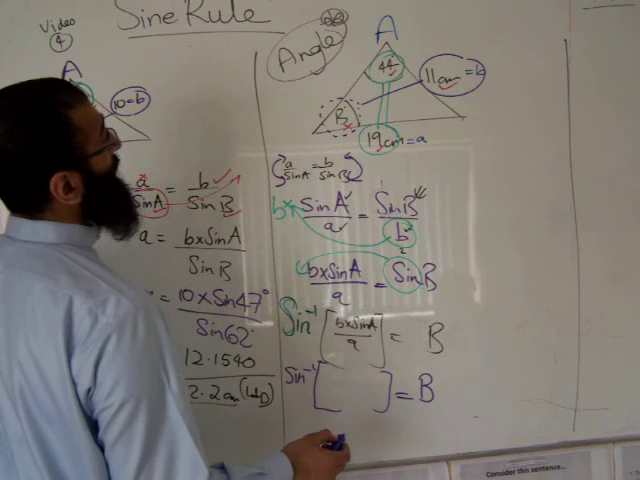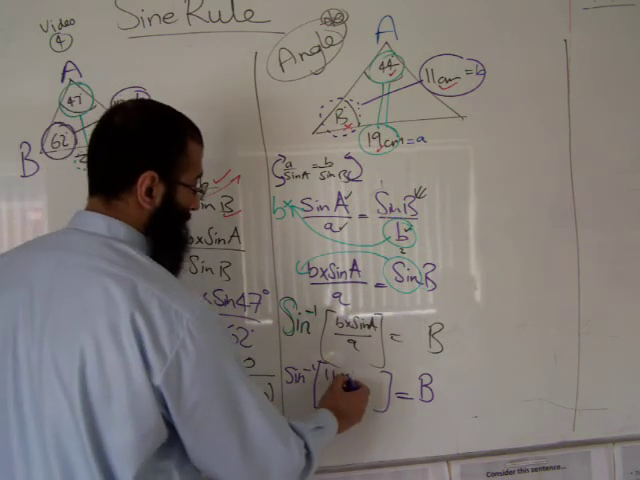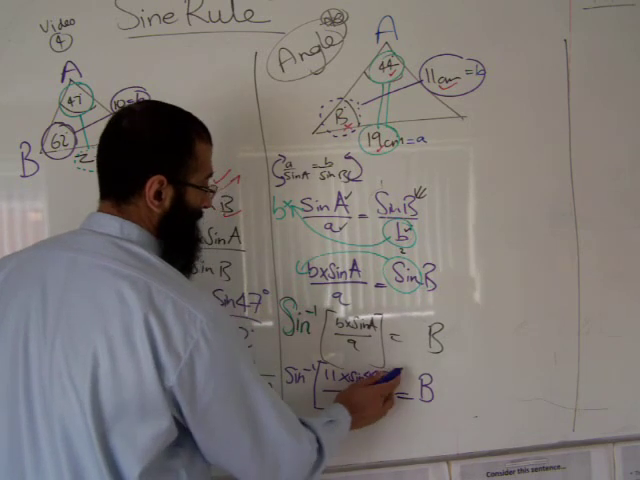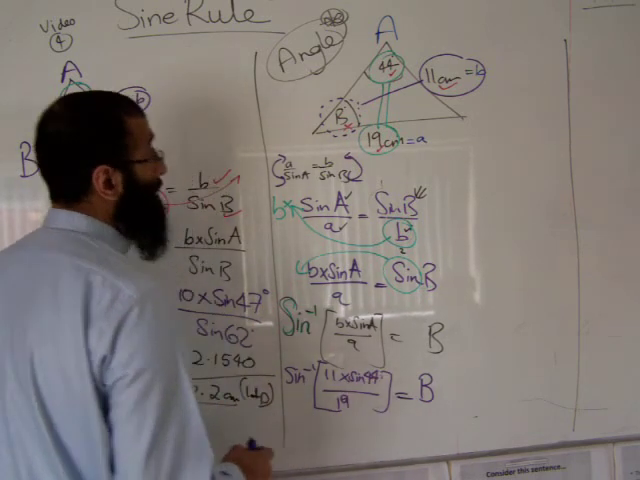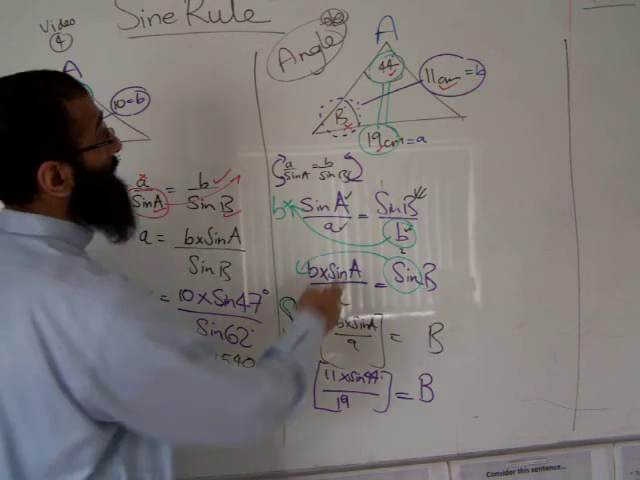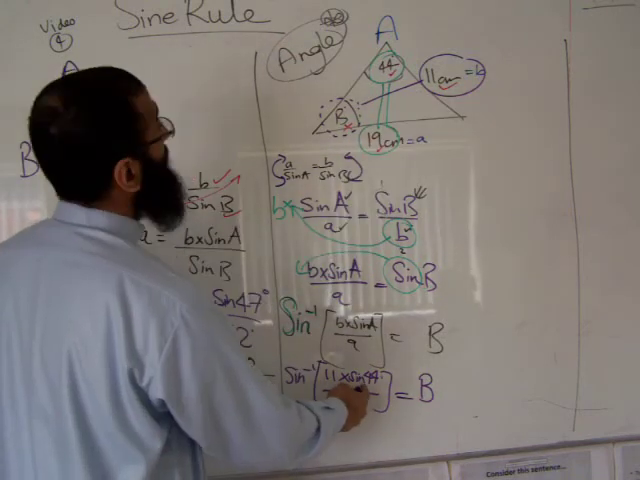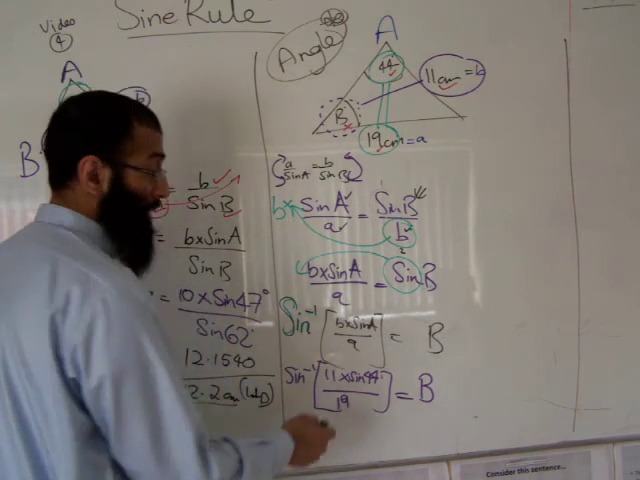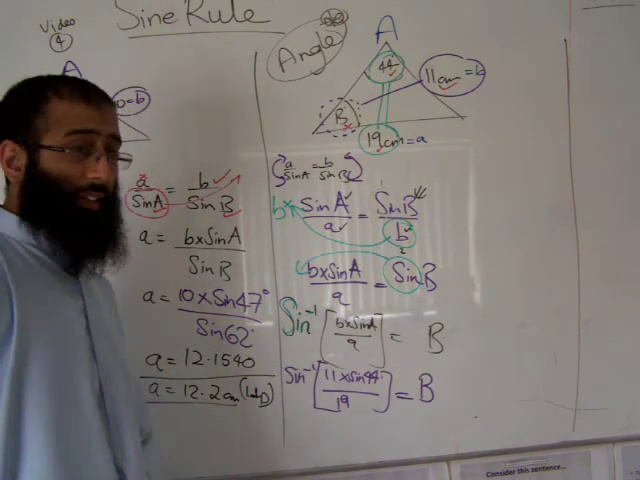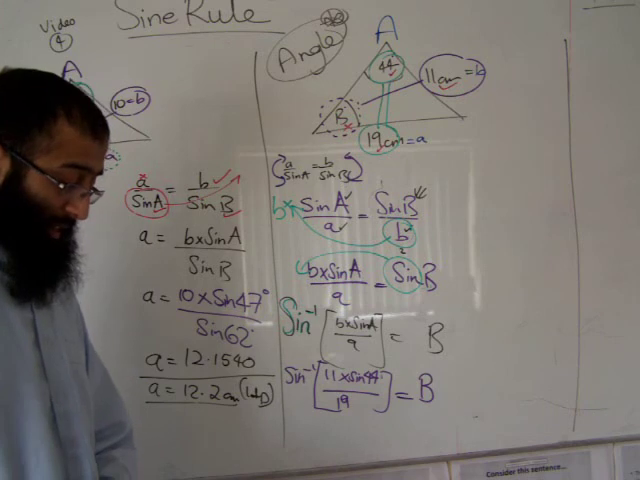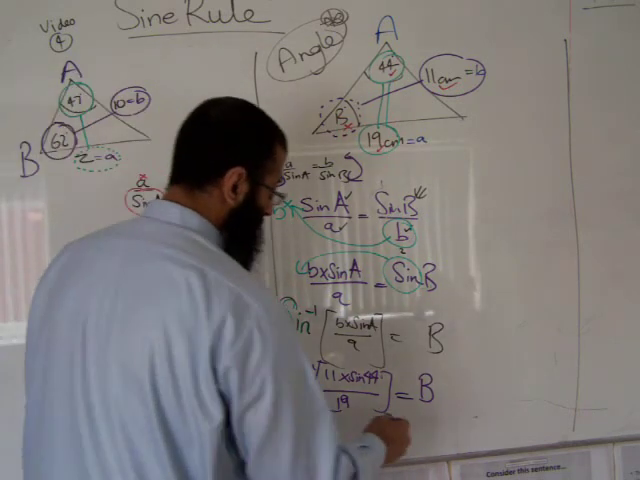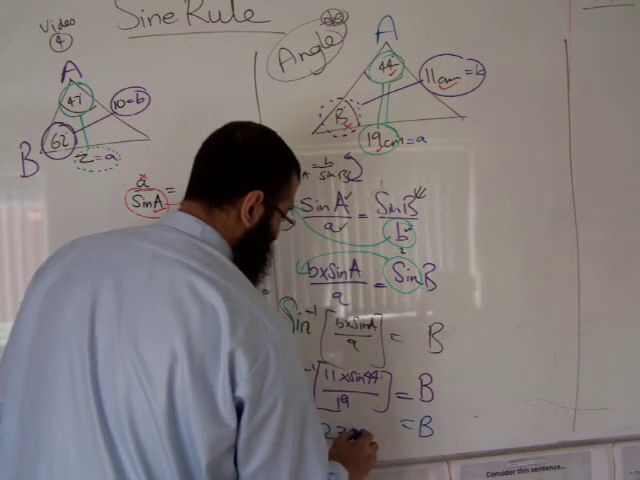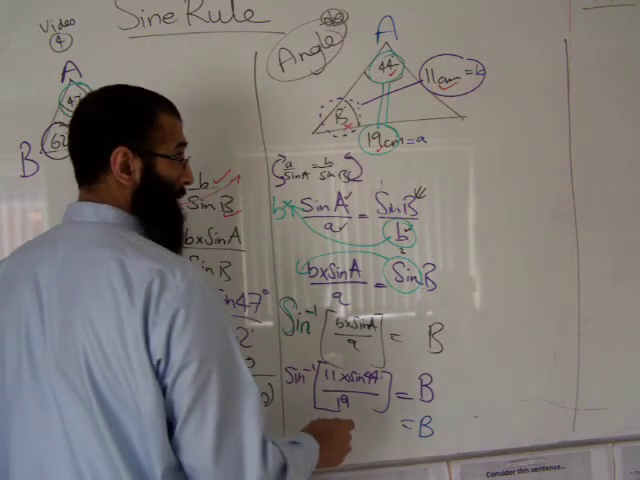Okay, so give me the values. What's B? 11 times sine 44 over 19. Okay, let me double check that. So there's your little b, there's your sine of A, the big A goes into there, and then your little a is 19. Lovely. Okay, so can you whack that into your calculator, what do you get? B equals 23.7139.